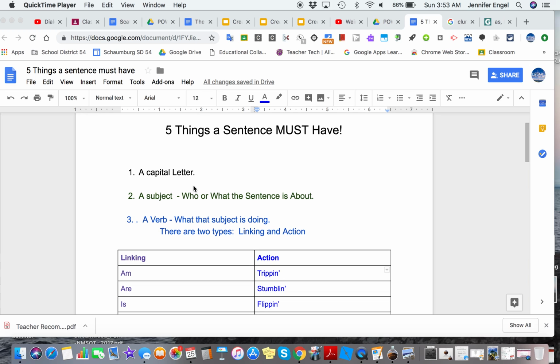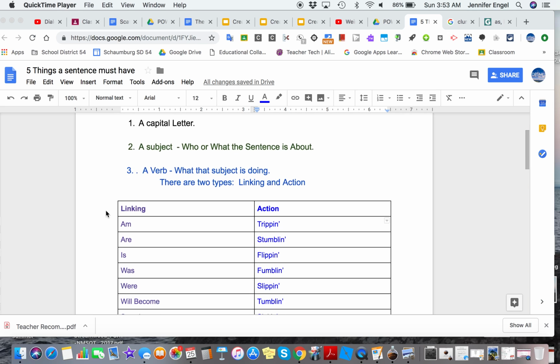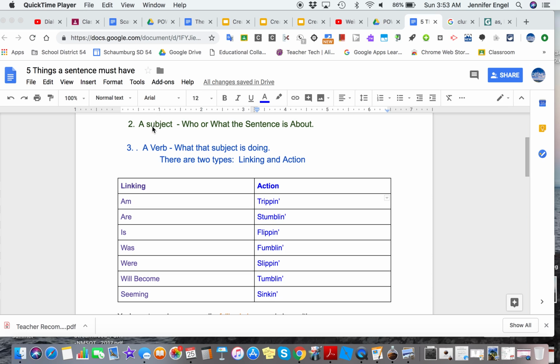So the first thing you can do is go through your work and just double check, does every sentence that you start with have a capital letter? Next, you can use this like a checklist. Does every sentence have a subject, a who or what the sentence is about? And number 3, I have 2 periods here, so I'm going to delete one. Does it have a verb, what the subject is doing?